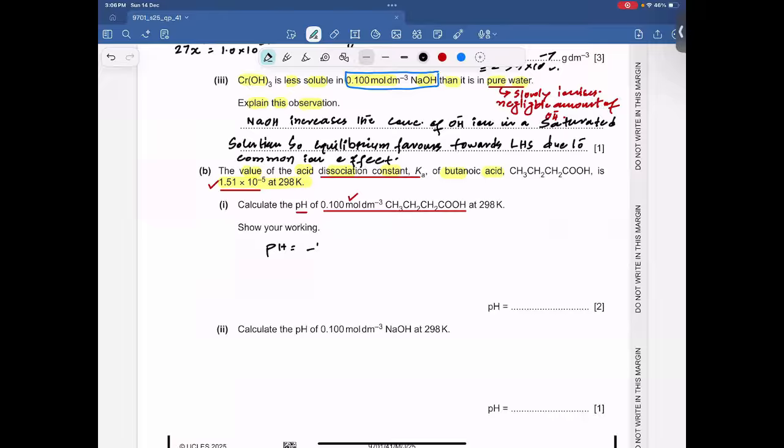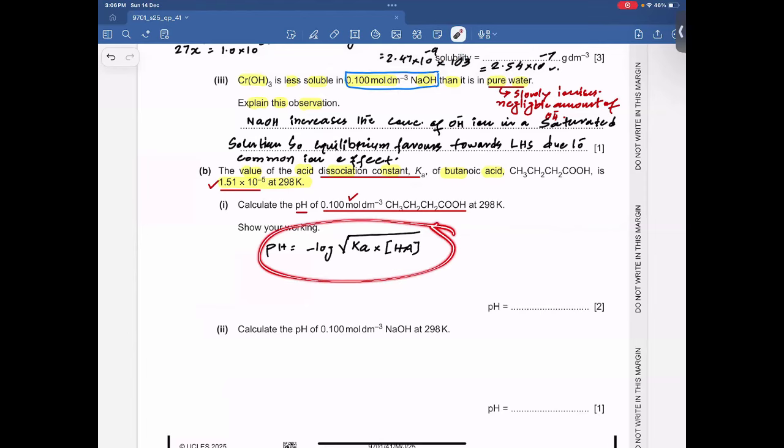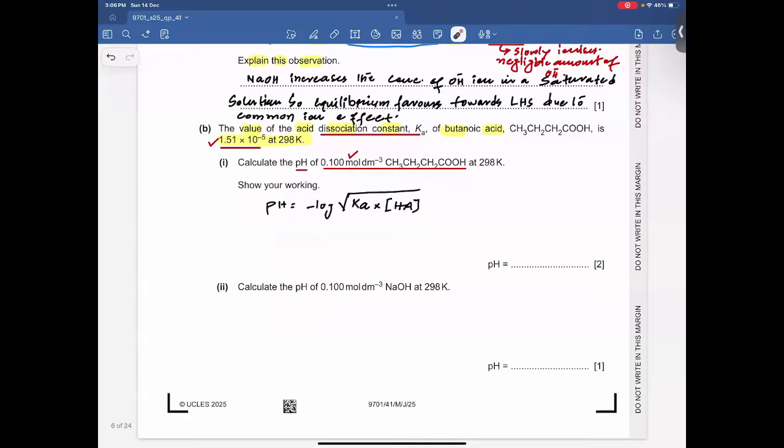pH equals to minus log under root Ka times concentration of acid. We can use this expression for all the weak acids, okay? We know the value of Ka, we know the value of concentration of butanoic acid. Just plug in the values, you will get the pH value. And that's what the examiner is looking for.